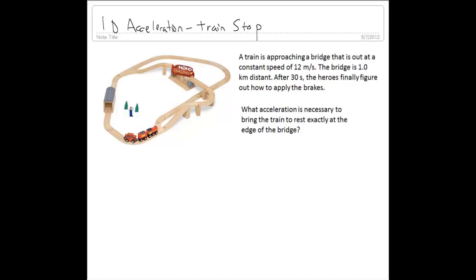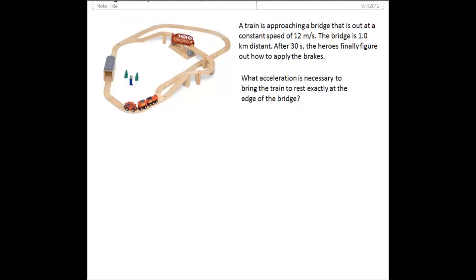Okay, this time let's do a one-dimensional acceleration problem that actually has two stages instead of just one stage. So let's look at this problem that has a train approaching a hole in the bridge that's 1 kilometer away, and it's initially moving at 12 meters per second. And there's some heroes on the train, and after 30 seconds they finally figure out how to hit the brakes. And we want to know what acceleration they have to use to decelerate the train in time to make it stop exactly at the place of where the bridge is out.